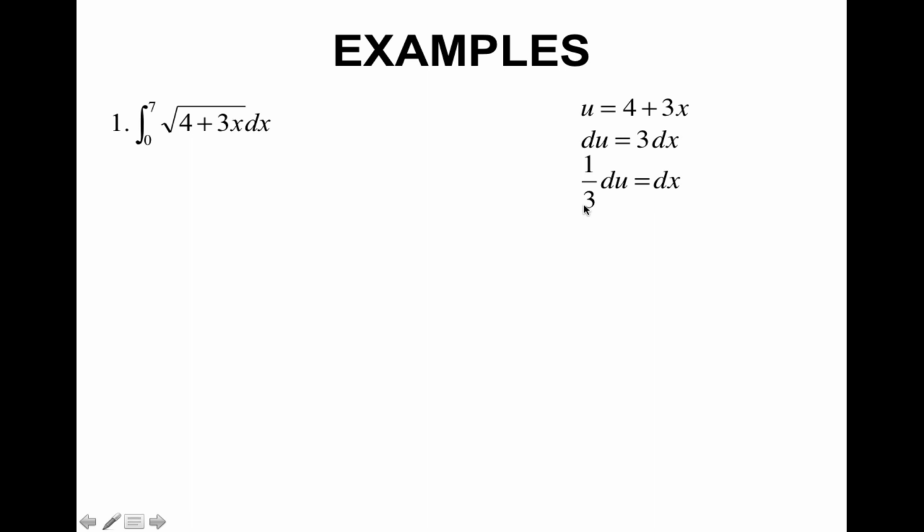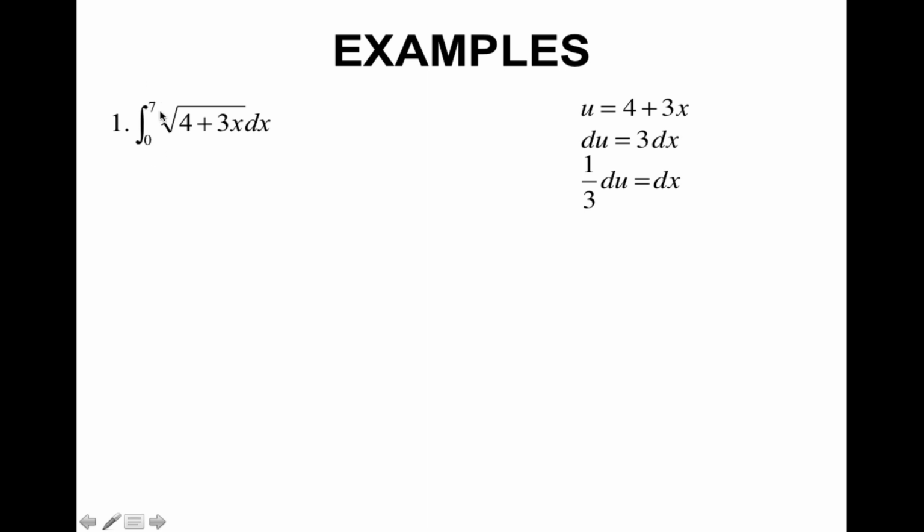So let's look at an example. If we wanted to take the integral from 0 to 7 of the square root of 4 plus 3x dx, my u would be 4 plus 3x, because that's my inner function. Take the derivative of that, so I get 3 dx. I do not have a 3 out here, so that means I need to multiply both sides by 1/3. Now, since I'm going to resubstitute in the variable, that means I have to change my limits.